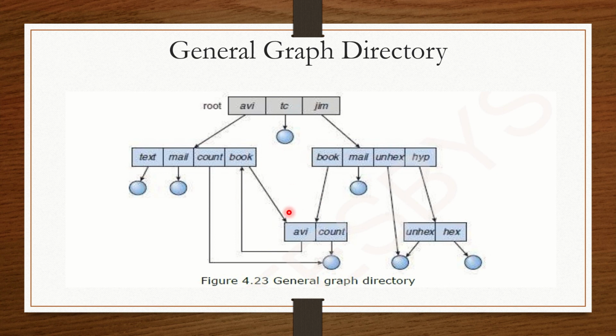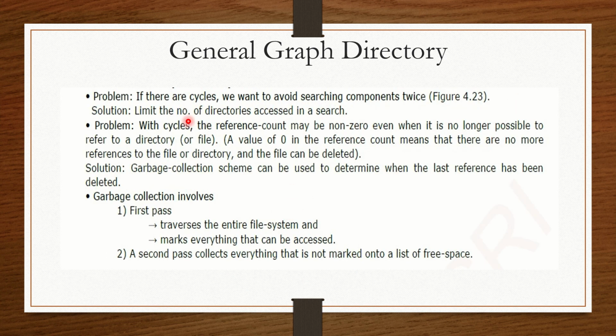When there is a cycle, it will cause an issue. That is, if there are cycles, we want to avoid searching. With a cycle, every time some file has to be searched, it will keep on searching, searching components twice. The solution for this is to limit the number of directories accessed in a search.